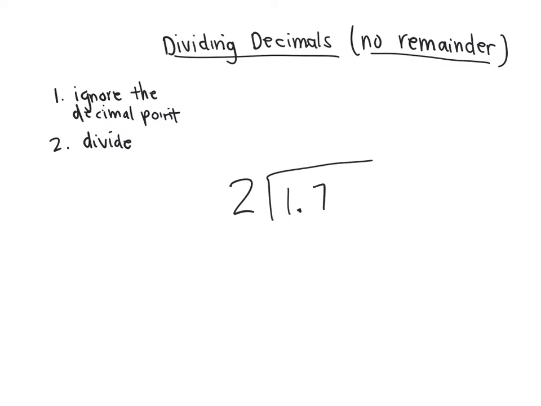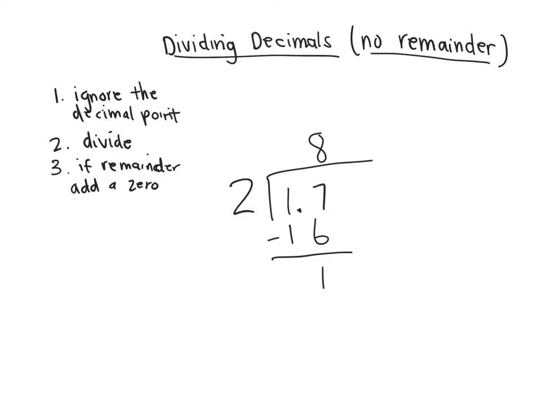2 goes into 17 8 times. 8 times 2 is 16. If I subtract, I have 1. And technically, I would be done by now if I wasn't doing decimals, and I would just put remainder 1, but we can't have remainders. So if there is a remainder, we need to keep going. So we're going to add a 0 to my problem until I have no remainder.